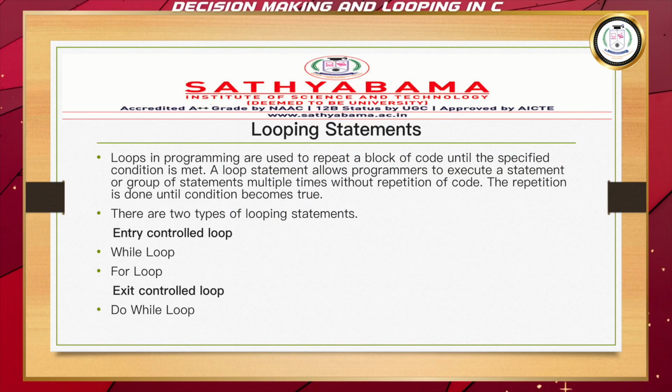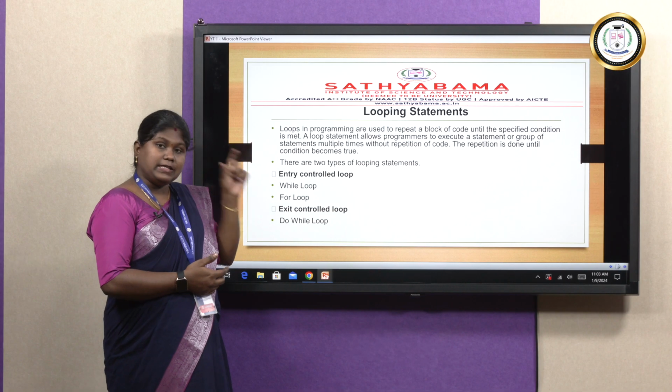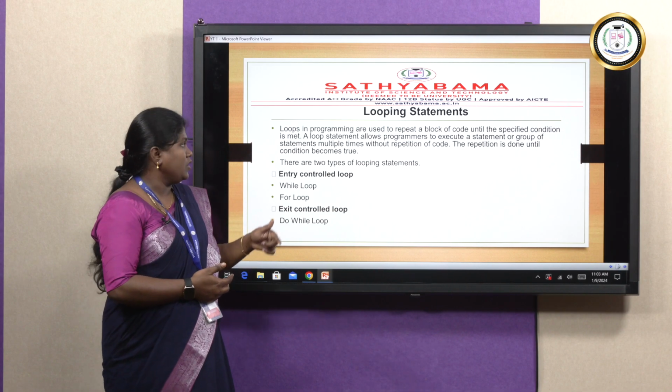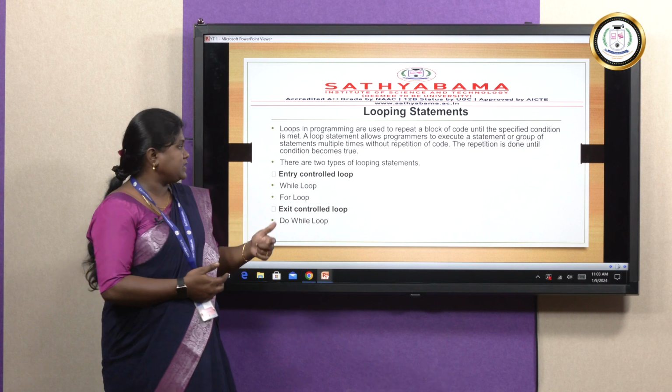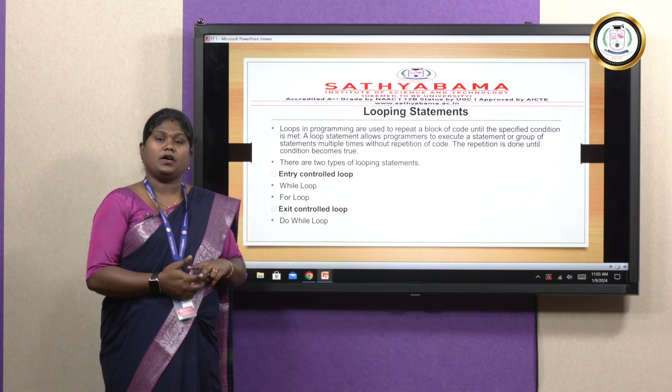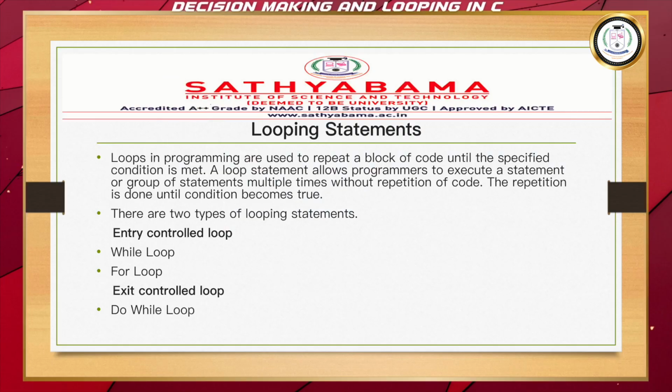In a looping statement you will have a block, and that block will get executed multiple times based on the condition and the input value. So a single condition will be checked multiple times. This repetition is called looping statements. We have two types of looping in C language: one is entry control and the other one is exit control loop.